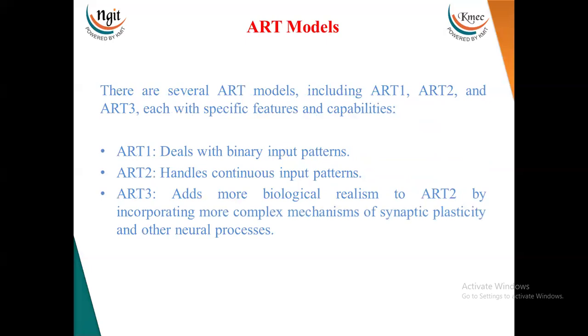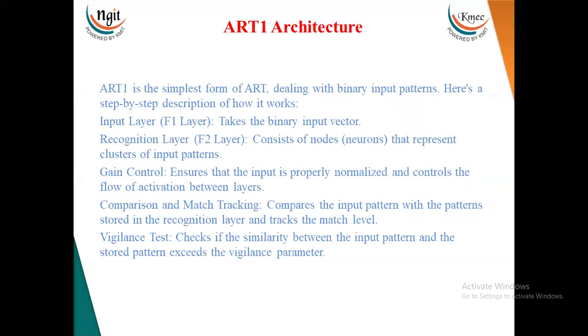So what are the different models? We have ART1, ART2, ART3. ART1 is adaptive resonance theory. One deals with only binary input patterns. The second one deals with continuous. And the third one adds more biological realism to ART2 by incorporating complex mechanisms of synaptic plasticity and other neural processes. So ART3 will handle continuous input plus biological representation of neurons, that is synaptic plasticity. So we'll just see the ART1 architecture.